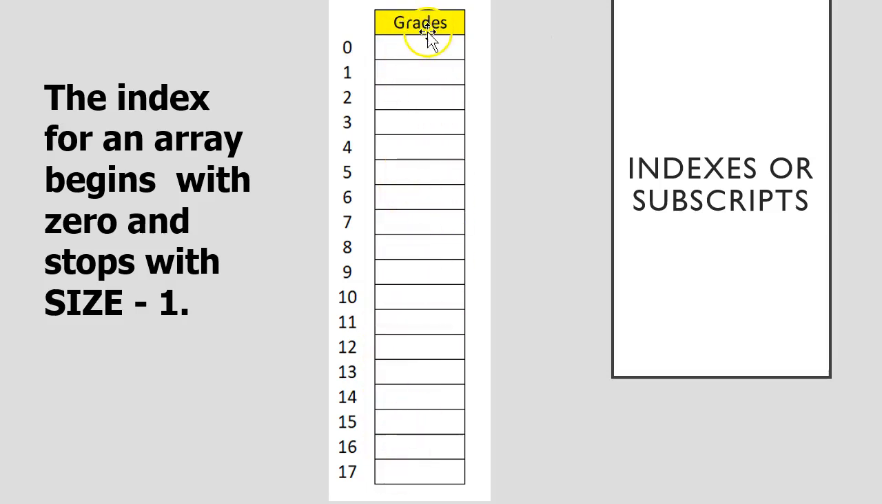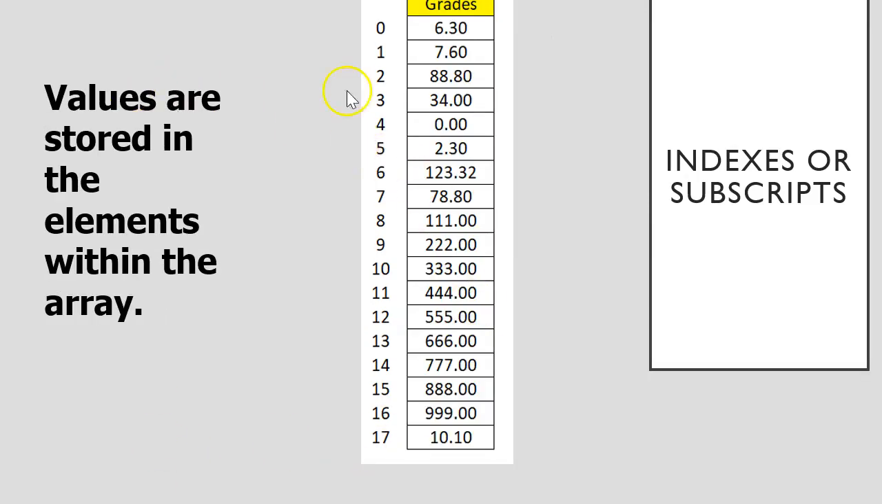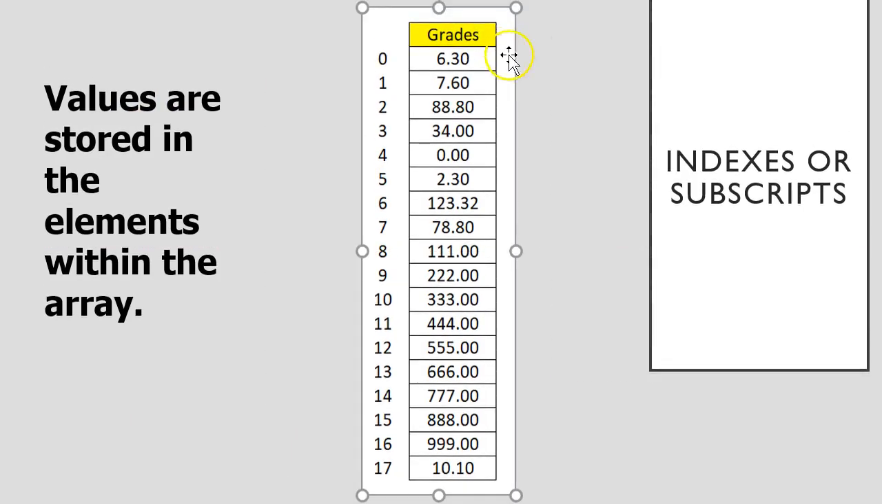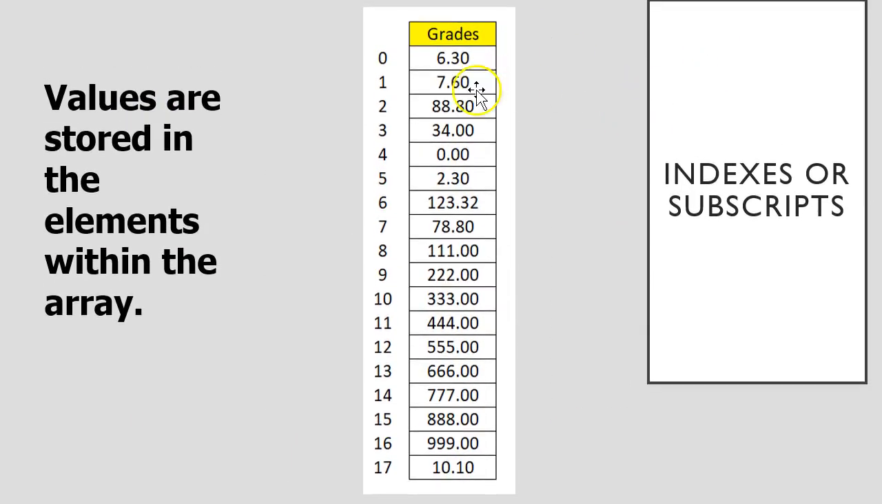Here would be a diagram of an array. It's not how they really look in RAM, but let's assume I have an array called grades. It has 18 elements starting from 0 to 17. The index begins with 0 and ends with size, which would be 18, minus 1. Inside of an array, that's where the values are stored. They're stored within these elements. So for example, I could put whatever numbers I want in here. The 7th index equals 78.8.